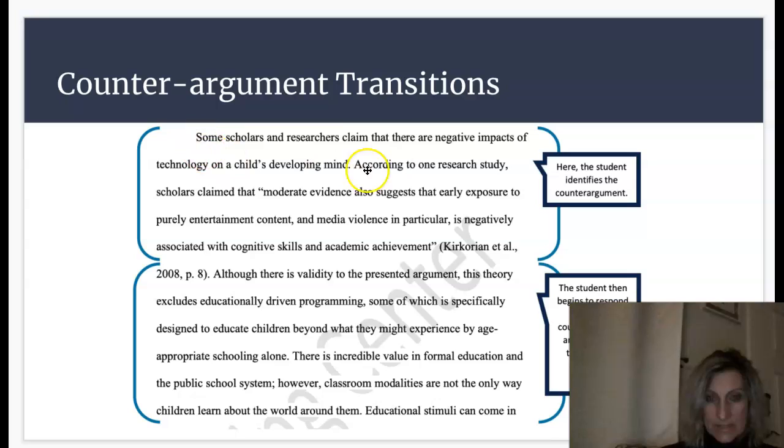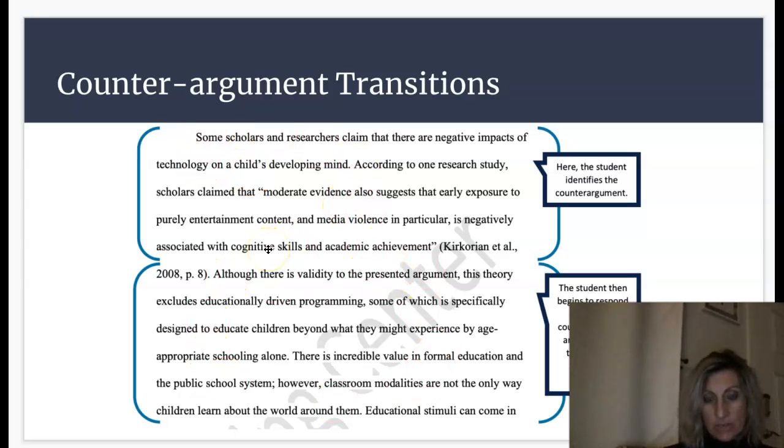So first it states what the claim is. So some scholars and researchers claim that, or you could say, the other side believes that, and then you could explain what they believe in their research. And then you can say, although there is some validity to this argument, this claim actually, and then you can give your rebuttal.